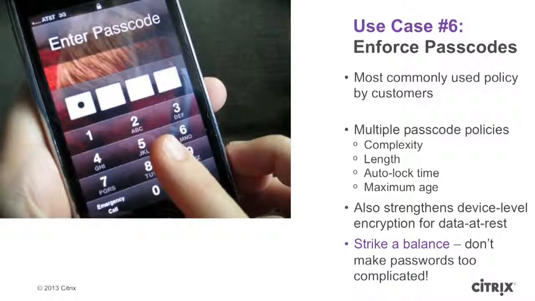I'll go over how the end users are using the product today later in the presentation, but just for point of reference, this is the number one use case that we get from feedback of our customers on what people have deployed. It's the most commonly used policy, which is enforcing passcodes. It's pretty straightforward. The XenMobile product is pretty robust. You can actually get pretty complex on how your passcode policy works.